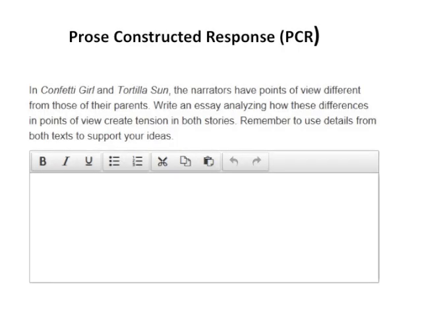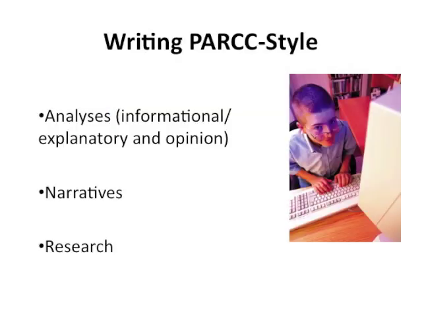And here's an example of a PCR, or PROS constructed response. Notice how there's a text box where they need to type their answer, and they need to use details from both texts to support the idea. We also need to remember that there are 3 types of writing tasks: analysis, narratives, and research.